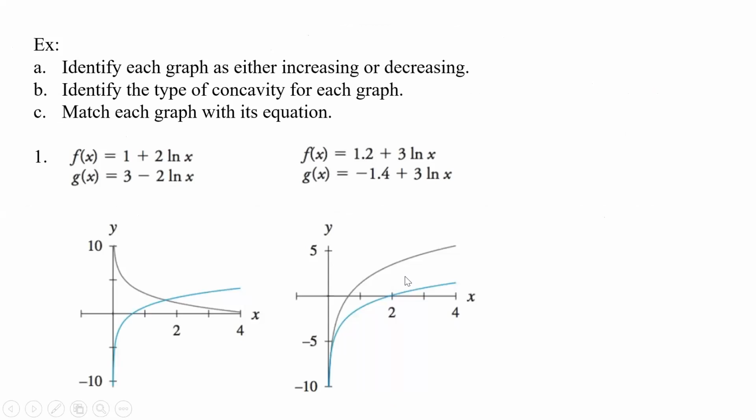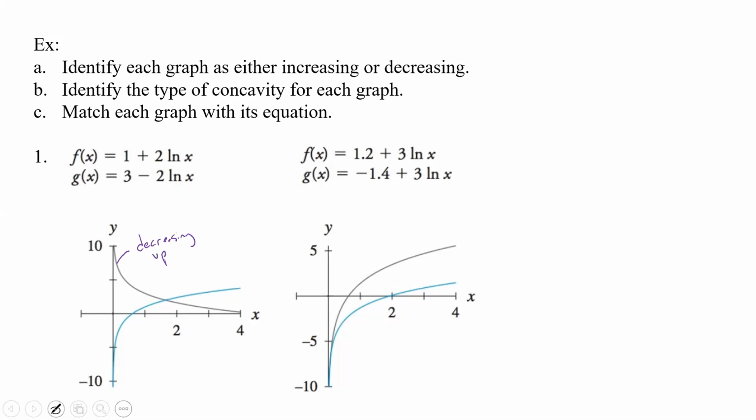So let's look at these and see if we can determine what model fits each of these graphs. First we have to identify each graph as either increasing or decreasing, then identify the type of concavity for each graph, and then match each graph with its equation. All right, well, what do we have here? Well, this one is going down, so that's decreasing. And its concavity, well, it's concave up.